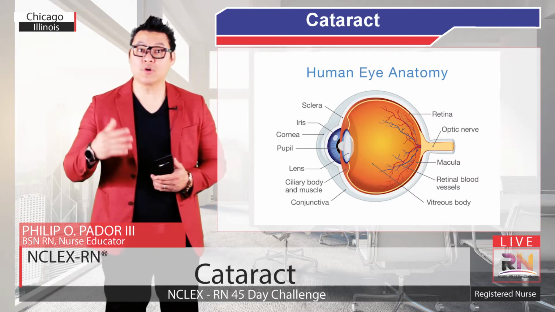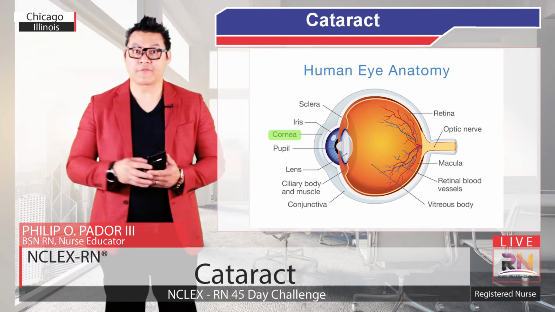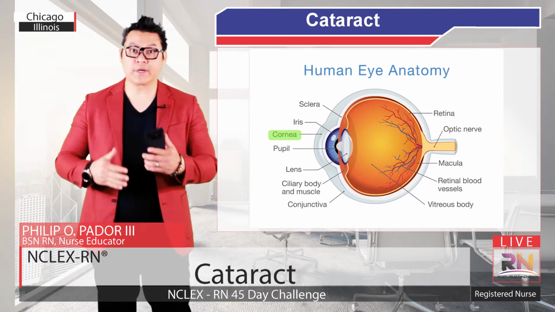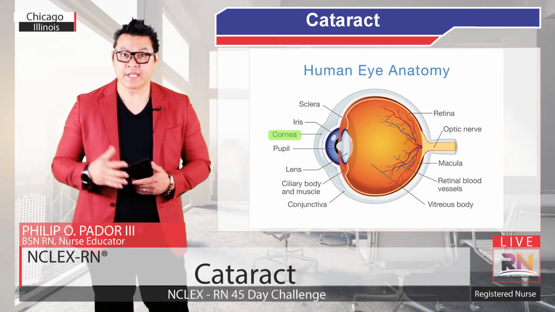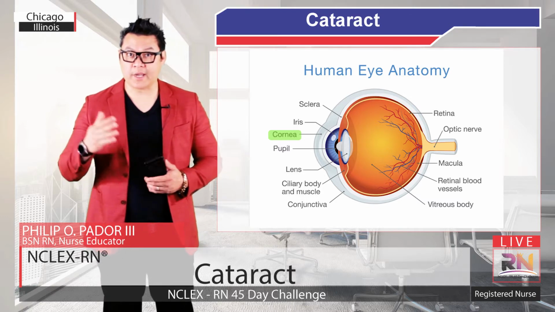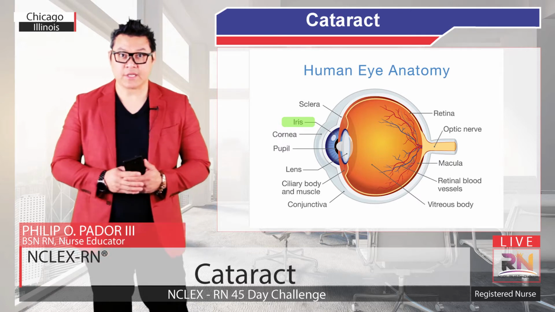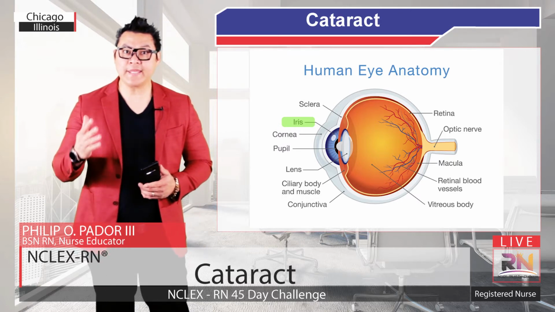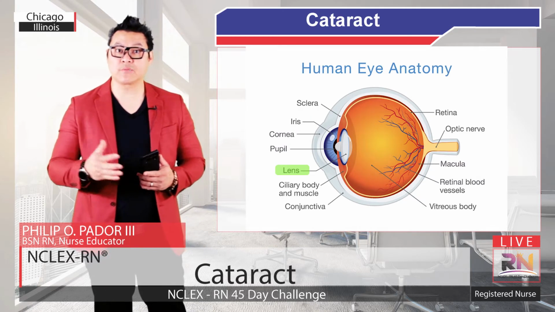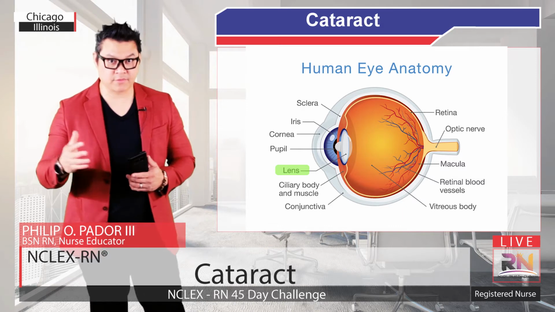Now, to quickly go over the structural parts of the eye, the front part is the cornea. That's where we have our contact lenses. That's where we have our LASIK surgery, right on the cornea. Behind the cornea is the iris, the colored part of the eye. Behind the iris, we have the crystalline lens, which helps light focus onto the retina.